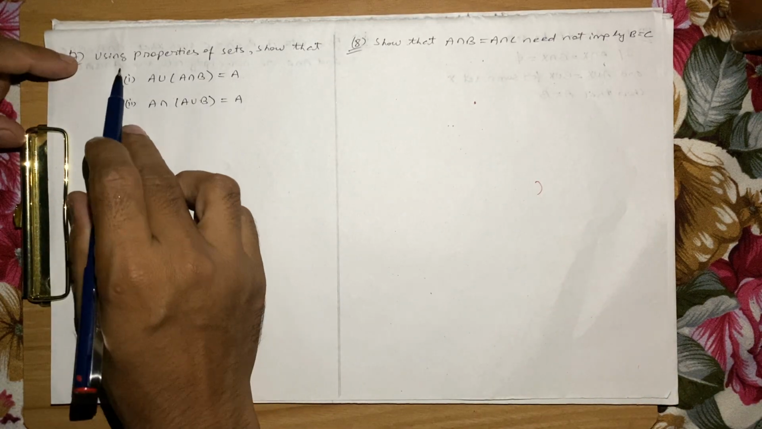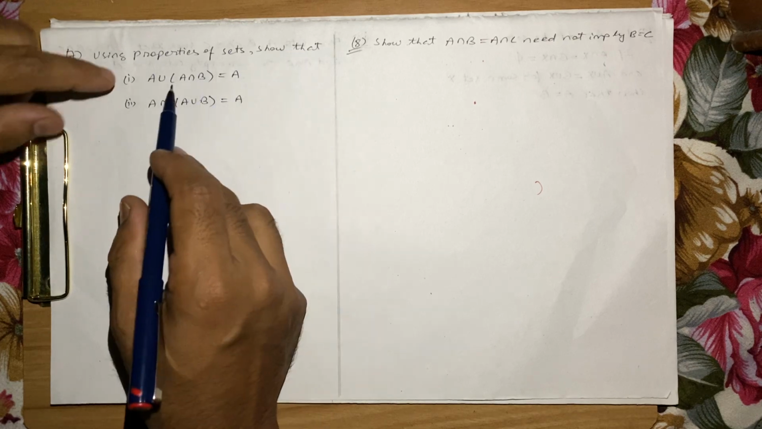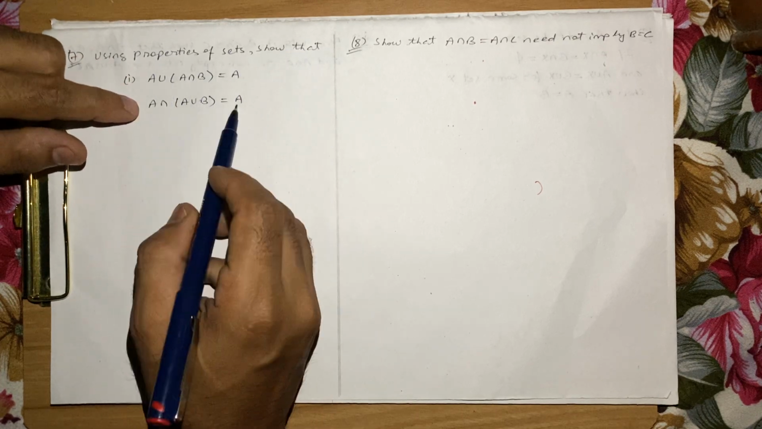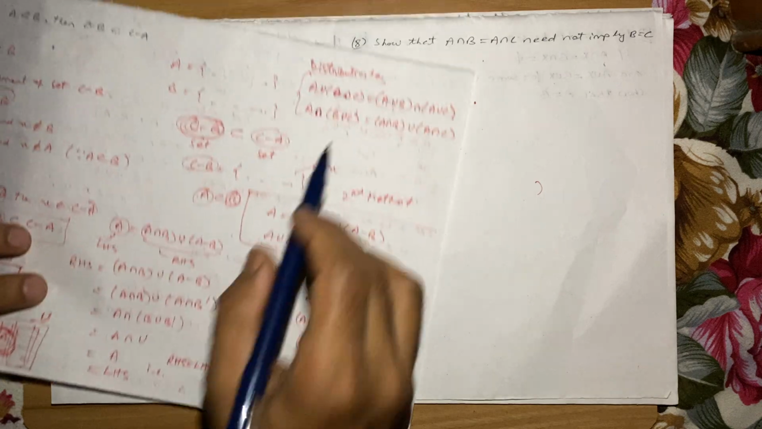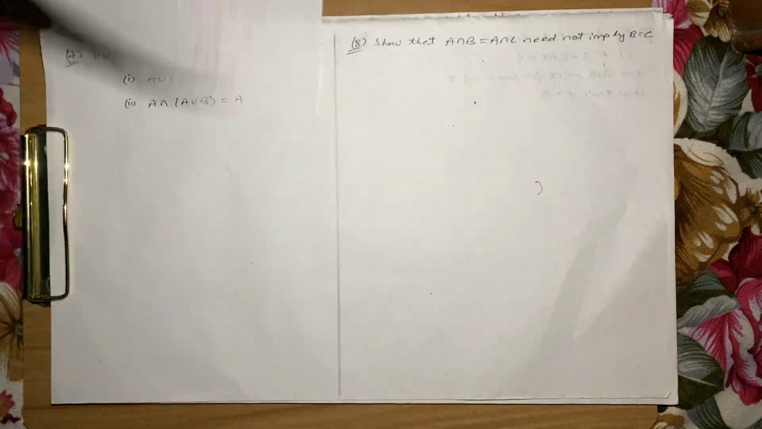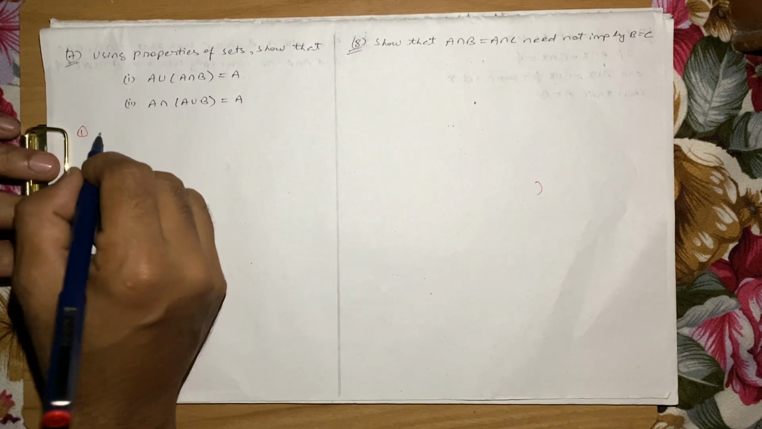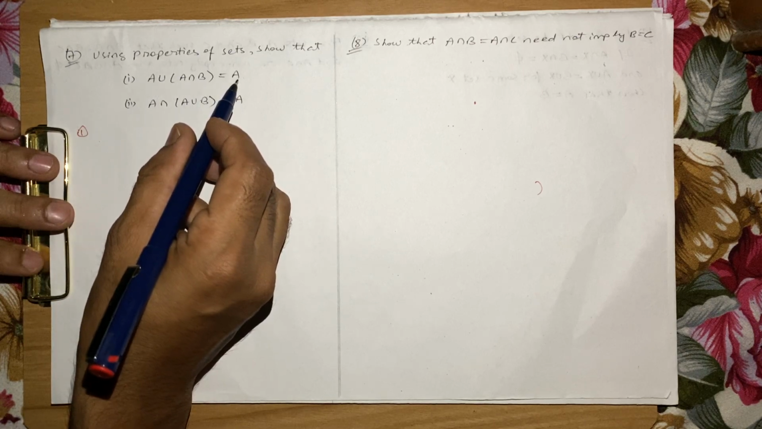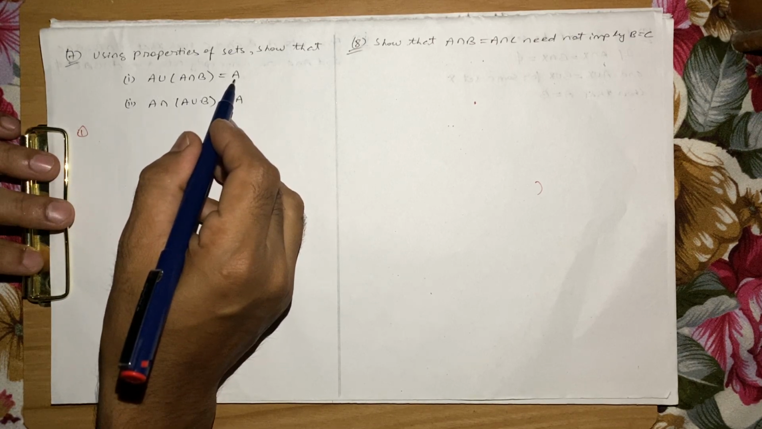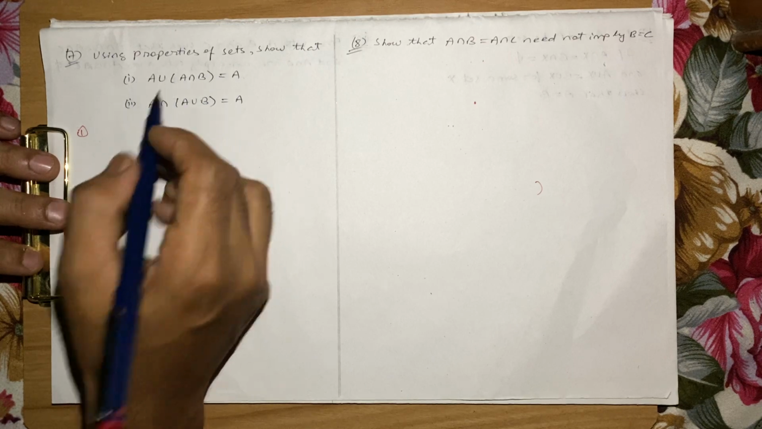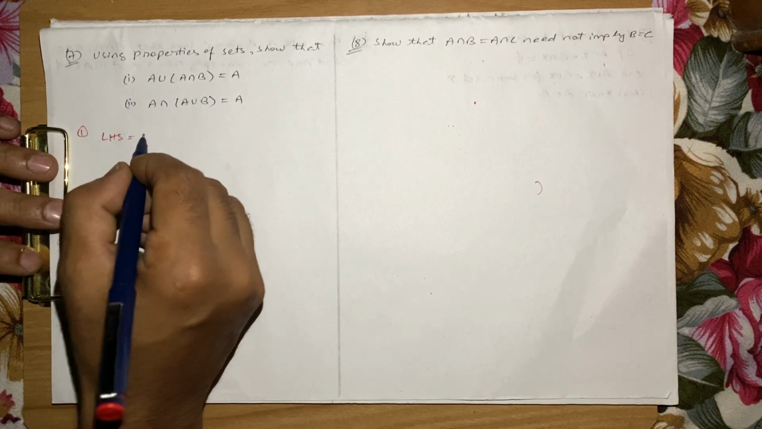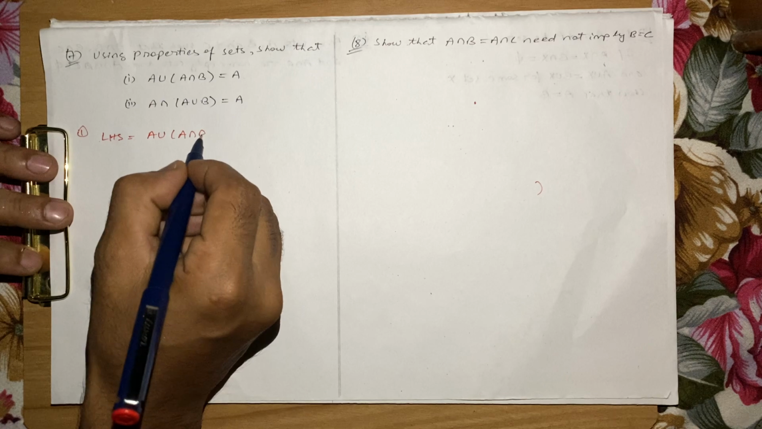Here it says, using properties of sets, show that this is equal to this and this is equal to this. I've given you the properties here, so let's use the properties. Let's solve the first one. I'll not start from the right hand side, because the right hand side is just A. Let's start from the left hand side. Left hand side is equal to A union A intersection B.